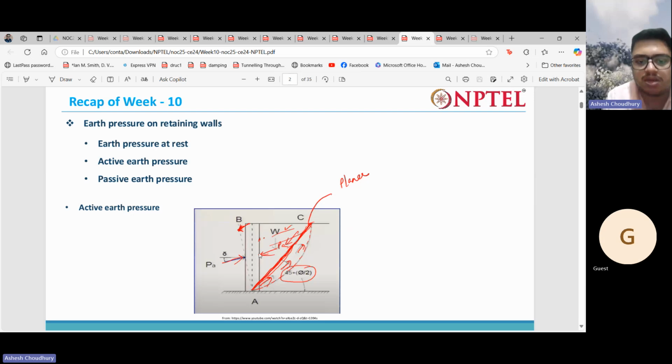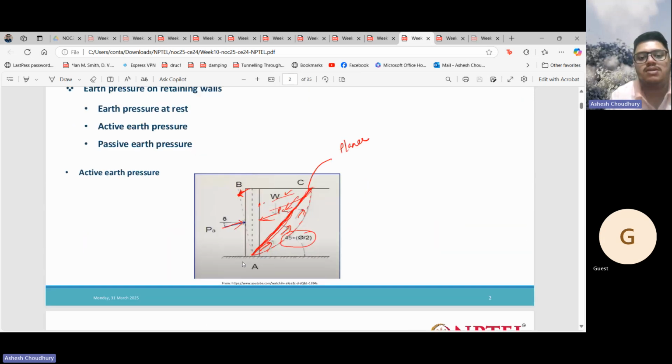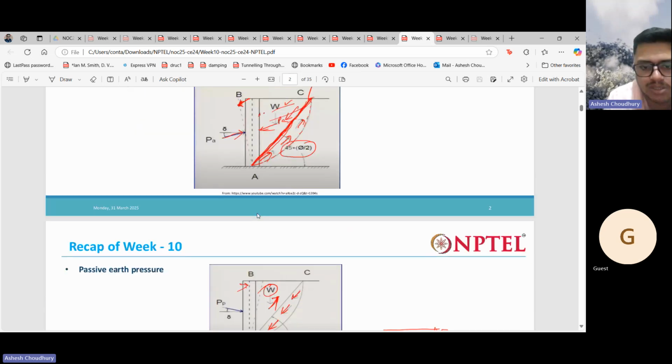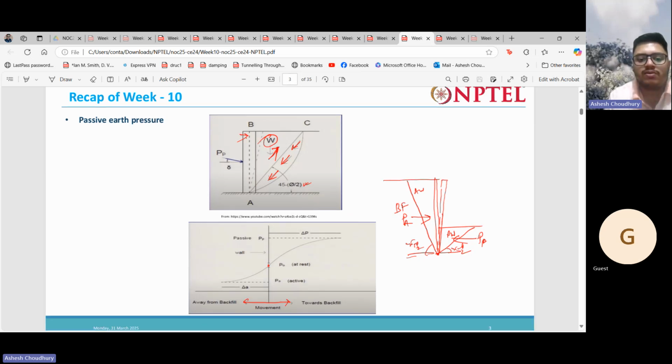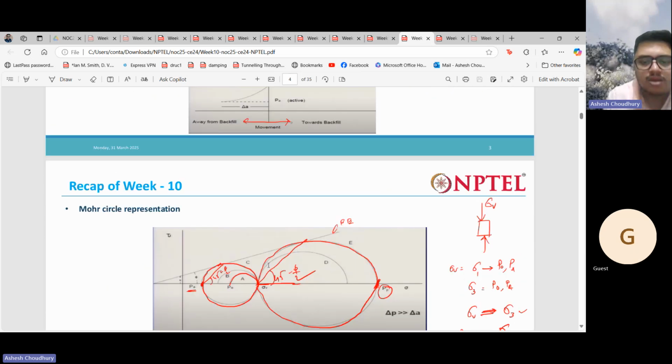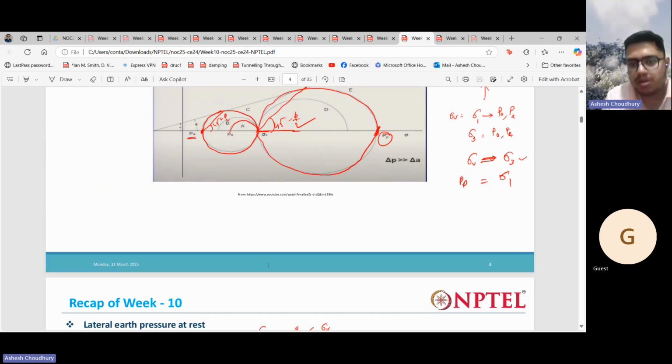In active earth pressure, the wall moves away from the backfill. In passive earth pressure, the wall moves towards the backfill, and in the at-rest case there is no movement of the wall. In all these three cases, the soil mass is creating a different amount of pressure on the wall. Those pressures we can calculate from Rankine's earth pressure theory or the Coulomb earth pressure theory.